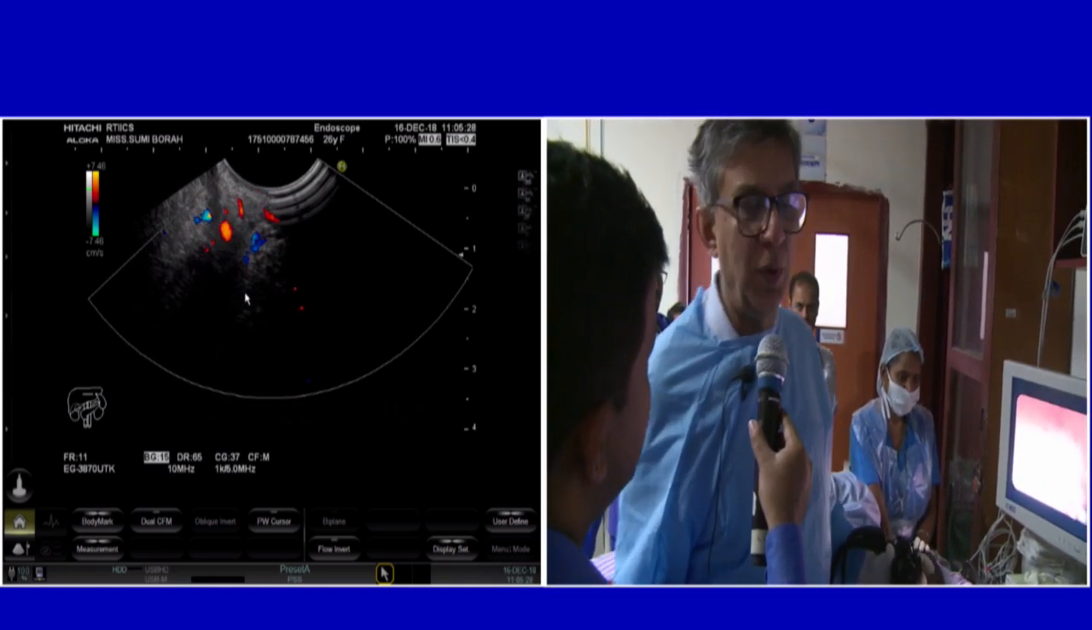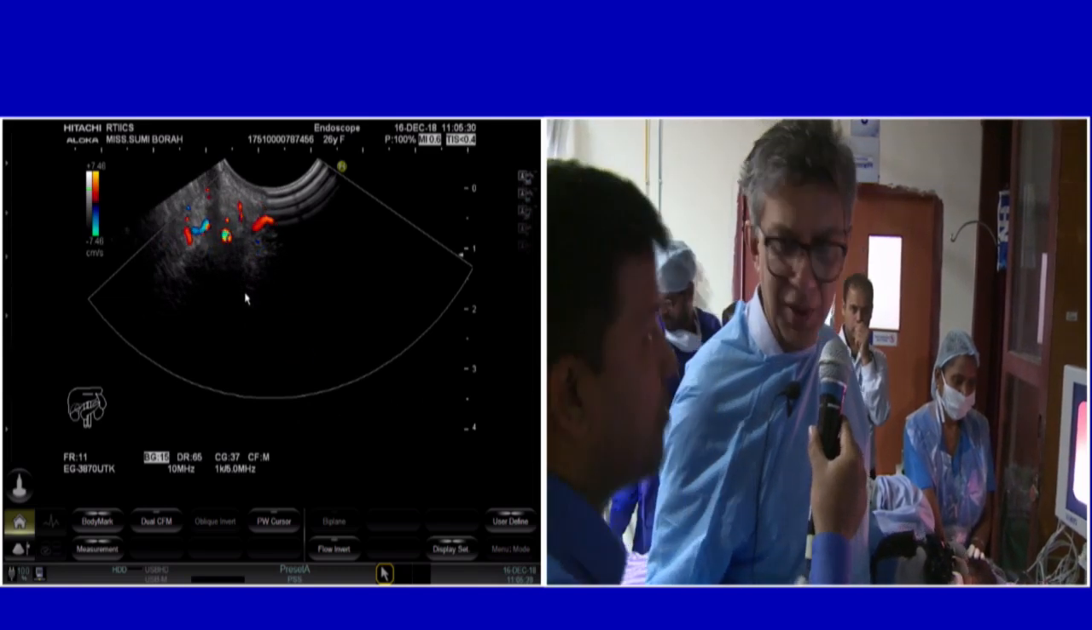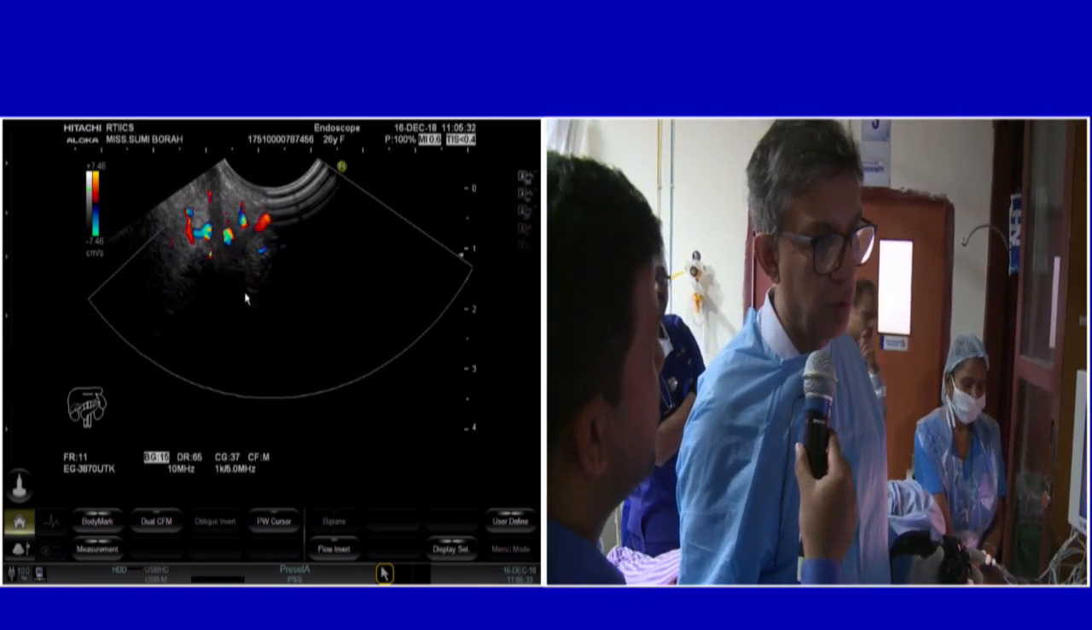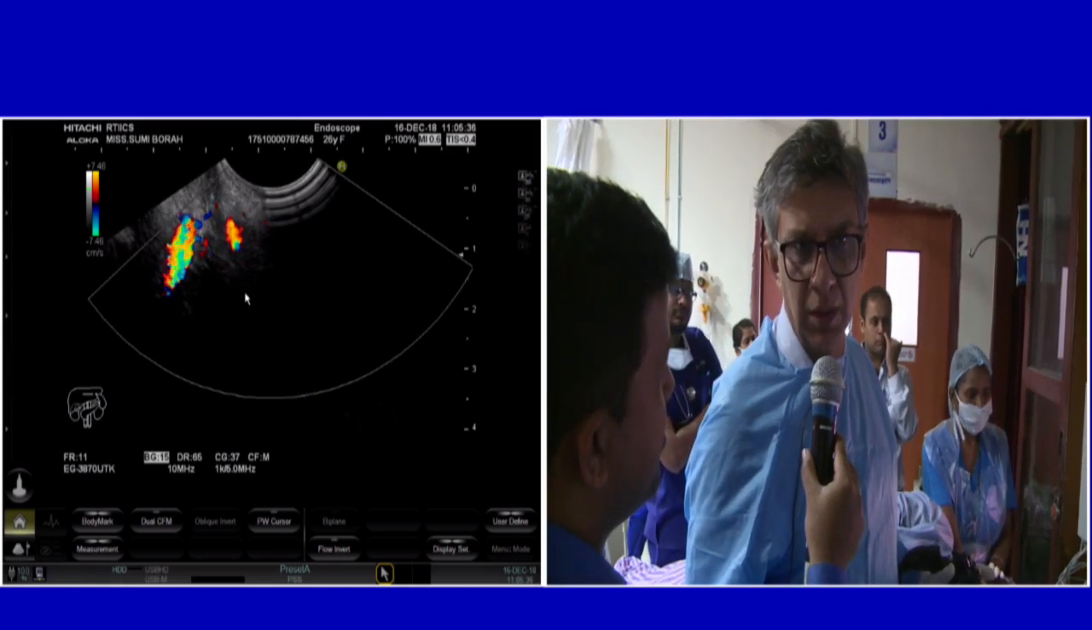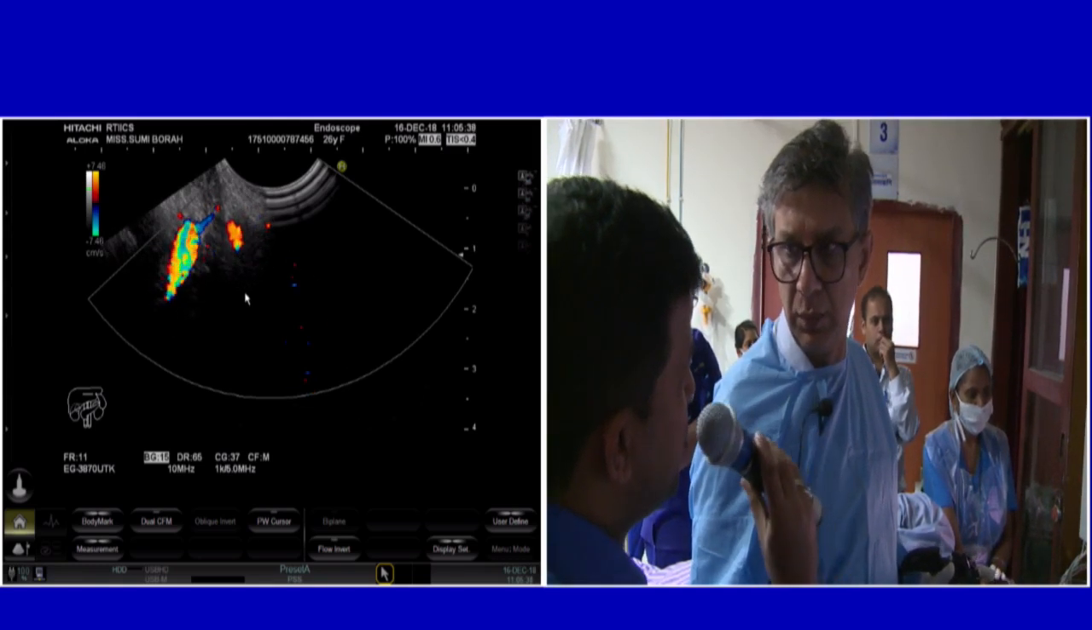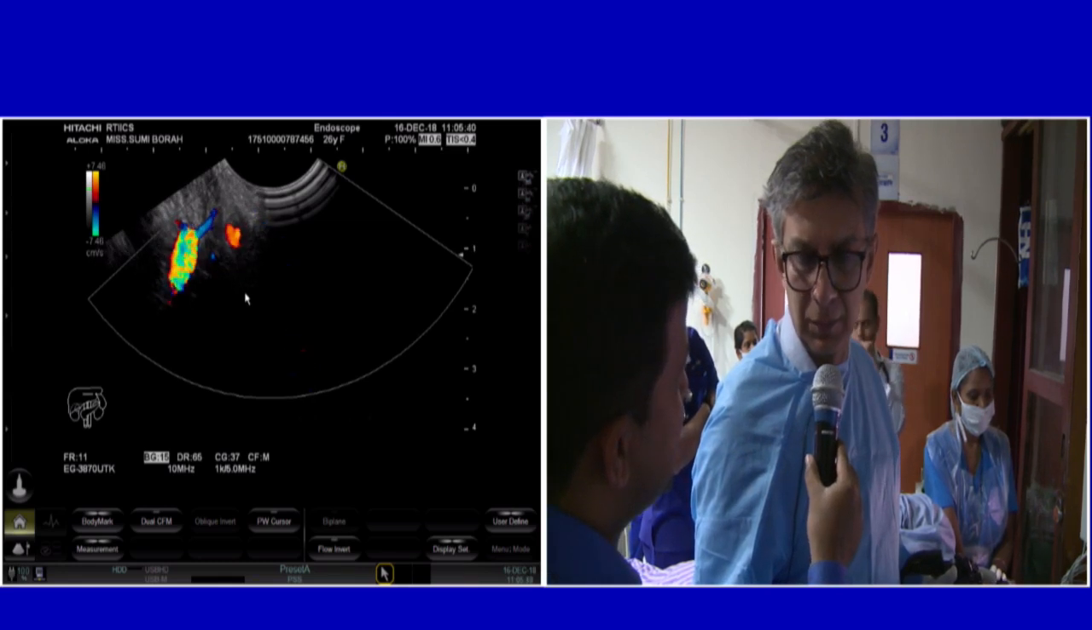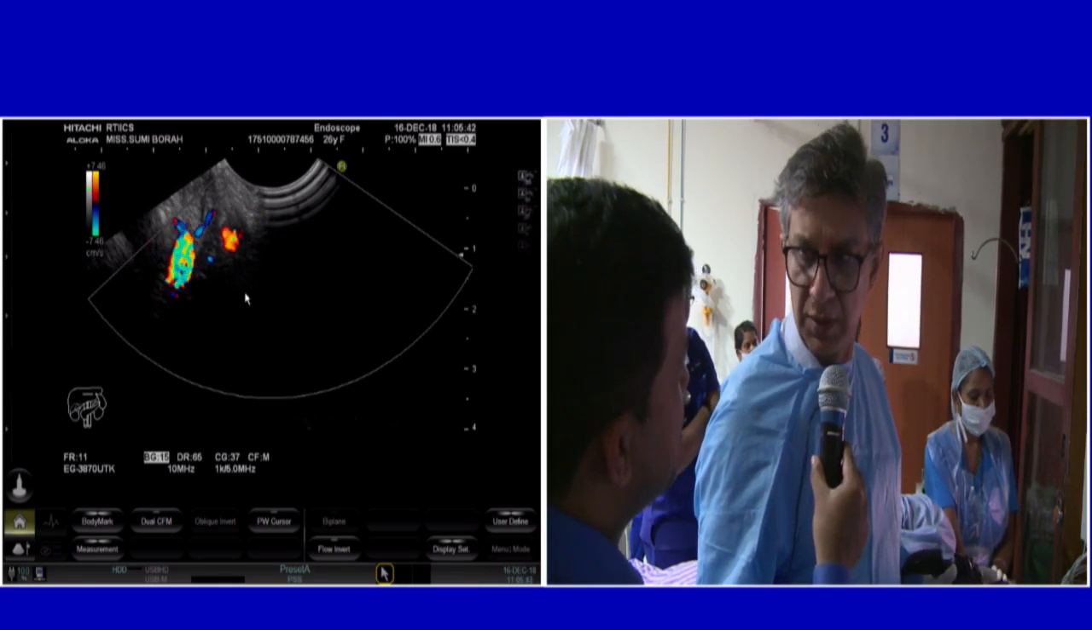There are some people who are used to doing contrast day in and day out, and in workshops many of them would like to use SonoVue and all this. But in this case, there will be no need. So what is your conclusion? Is this a simple cyst? I think multiple simple cysts in the pancreas.